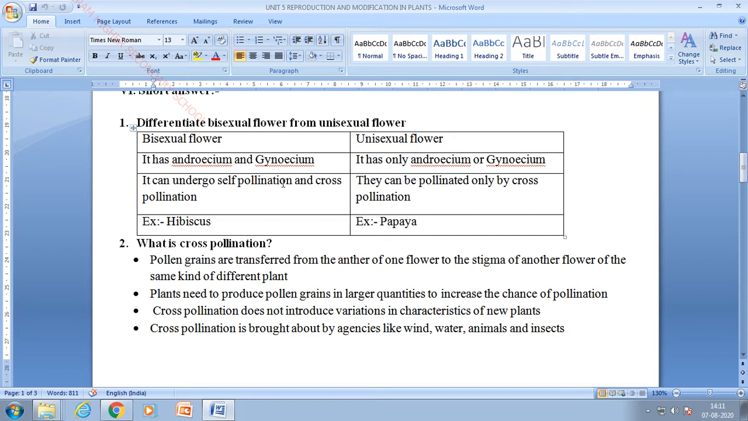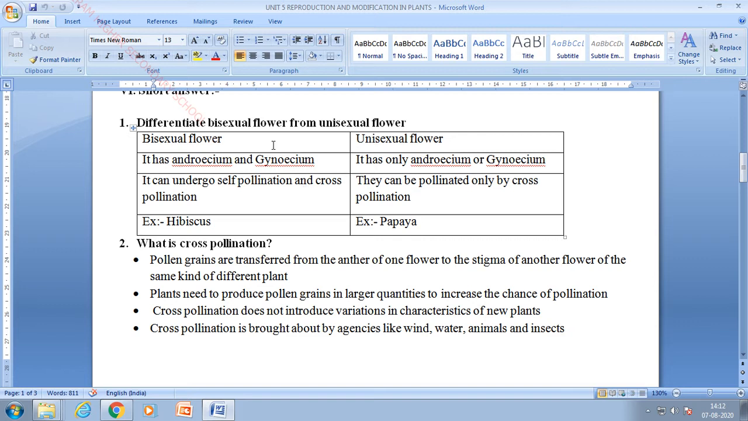So what do you mean by self and cross pollination? The transfer of pollen grains from the anther to stigma is called pollination. If the transfer is happening within the same plant, then it is called self pollination, or if it is happening between the flowers of two different plants, then it is called cross pollination. Okay, so it can undergo self pollination and cross pollination. The example of bisexual flower is hibiscus.